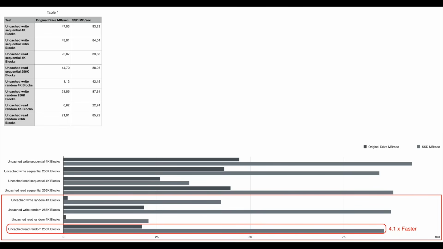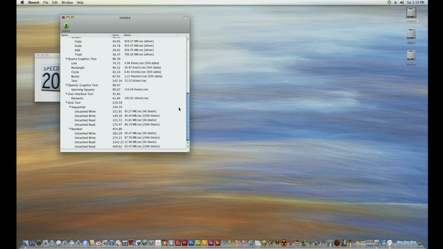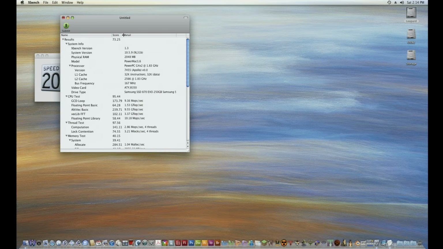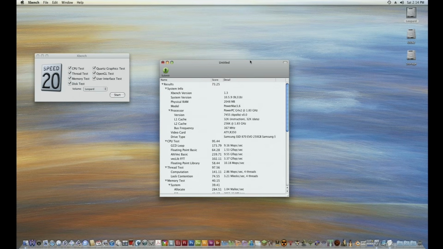These results show you that the SSD gives you a significant performance boost over the original drive that was installed in the system. For what it's worth, the overall score for the system was 73.25.